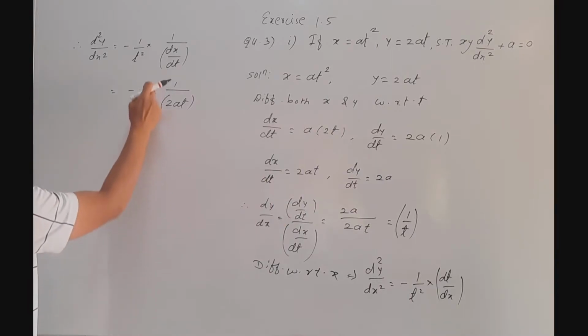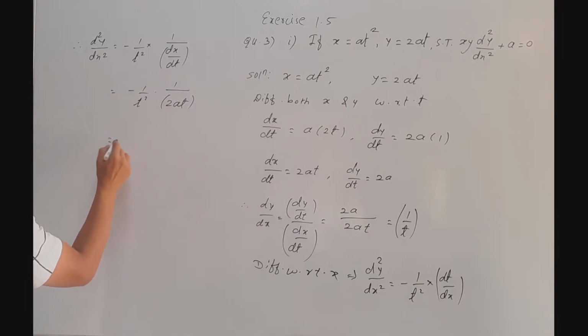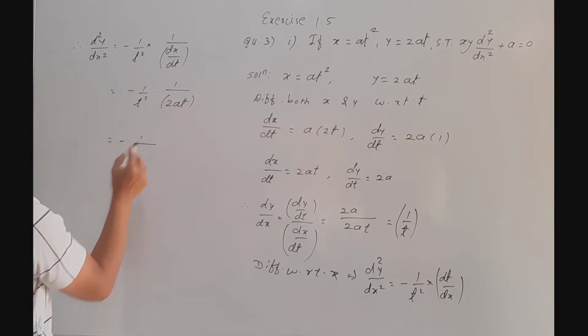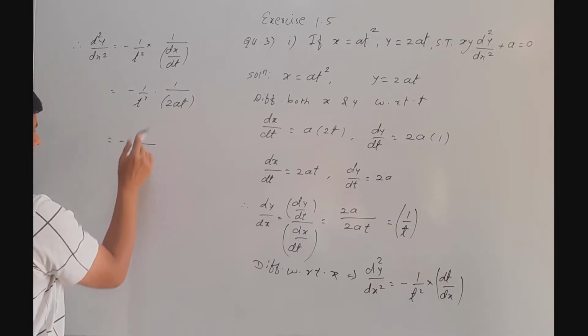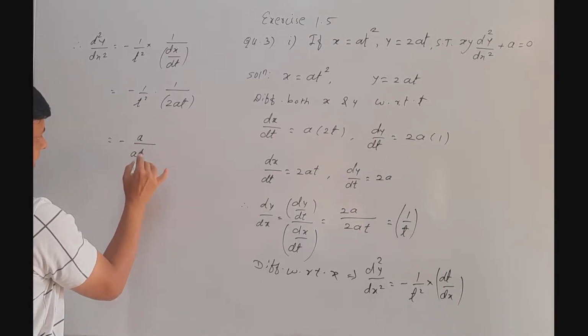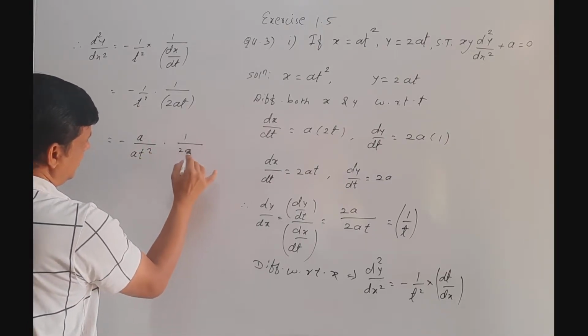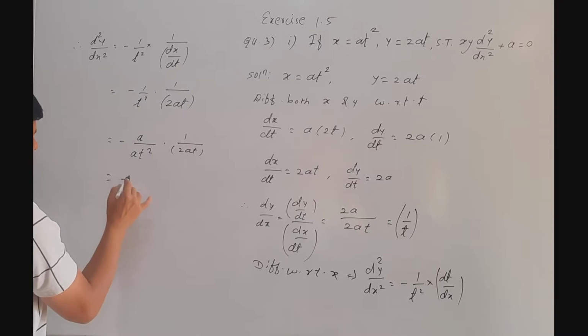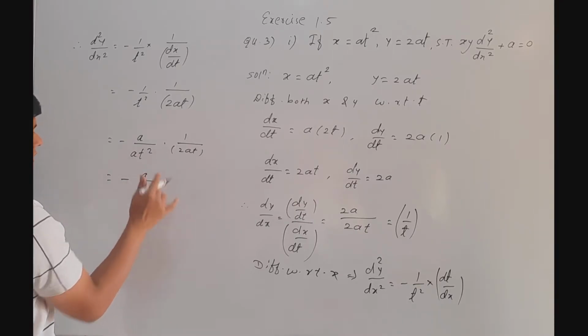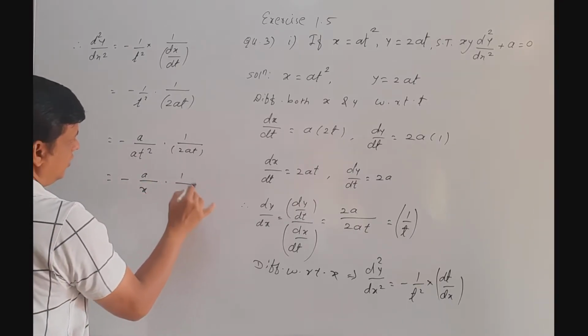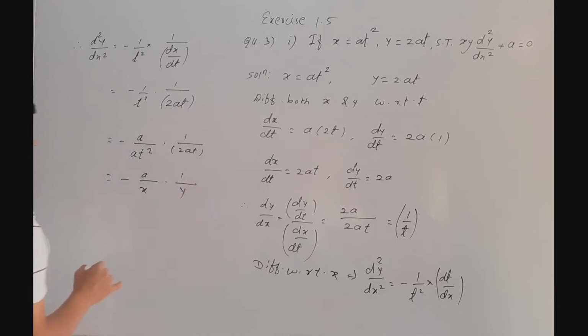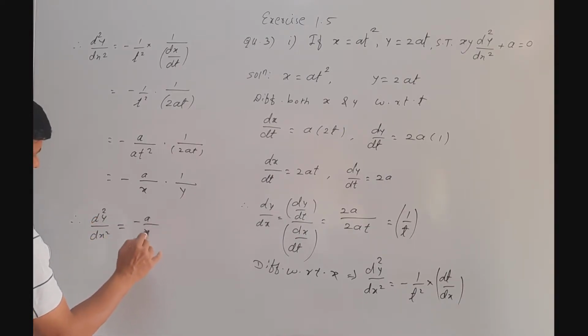So in next step we multiply and divide by a here. So write here minus 1. So we write here a. So multiply by a, divide by a. So write a upon at square into 1 upon 2at as it is. Now we have the value of at square, which is x. We have the value of 2at, which is y. So write here, therefore d2y by dx2 is equals to minus a upon xy.